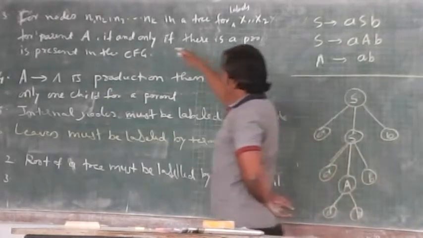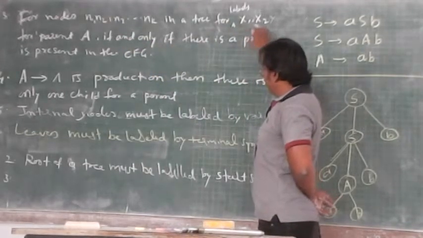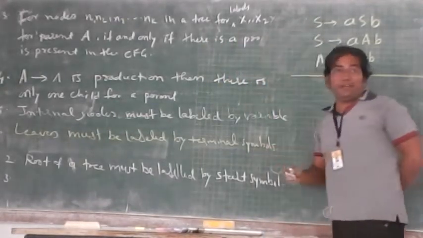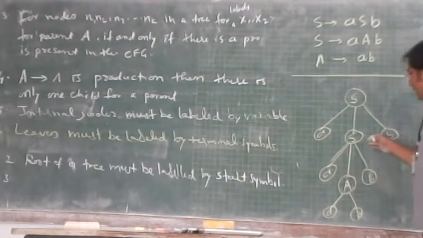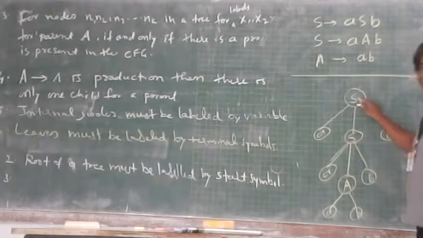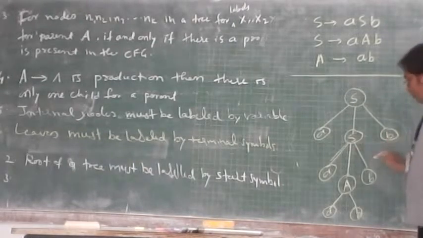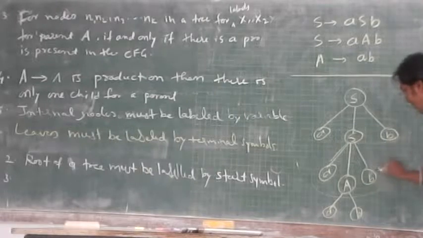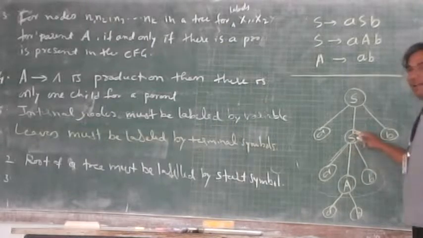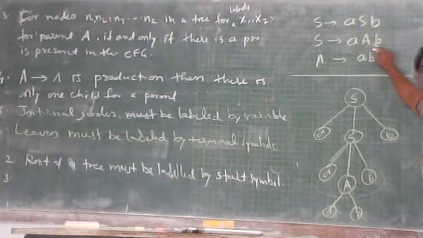So in this case I have x1, x2 up to xk. If these are the children of parent A, then I have a production of the kind A implies x1, x2, x3 up to xk. That is exactly it. So these 3 are the children for this S, which I can have only if I have a production of the kind S implies ASB. Again, looking at the same level, children A, A, B, I can have these children for a parent S only if I have a production of the kind S implies AAB, which I have.